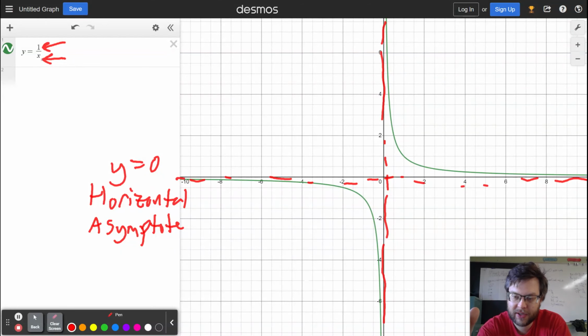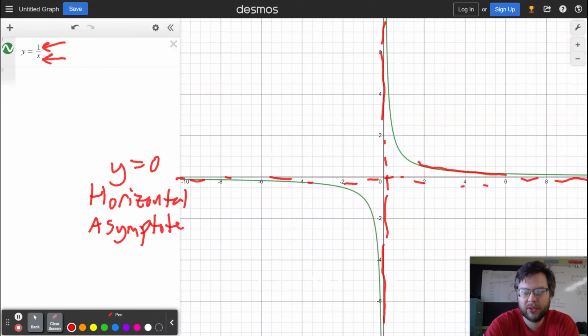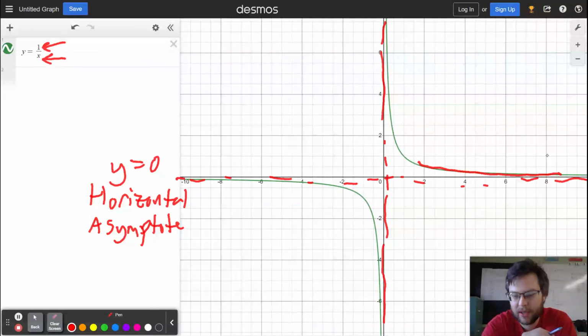1 divided by 10 is small. 1 divided by 100 is even smaller. 1 divided by a million is even smaller still. Your answers will never actually equal 0, but they will get as close as you could possibly want to 0. So as I zoom out along this line here, the values get closer and closer and closer to 0, never reaching it. And that's what the word asymptote means. You never get to the point.